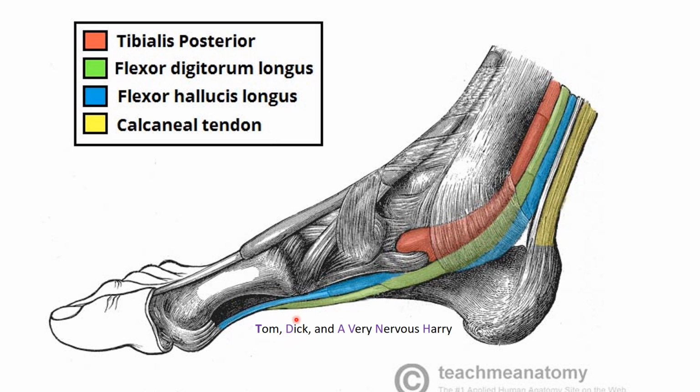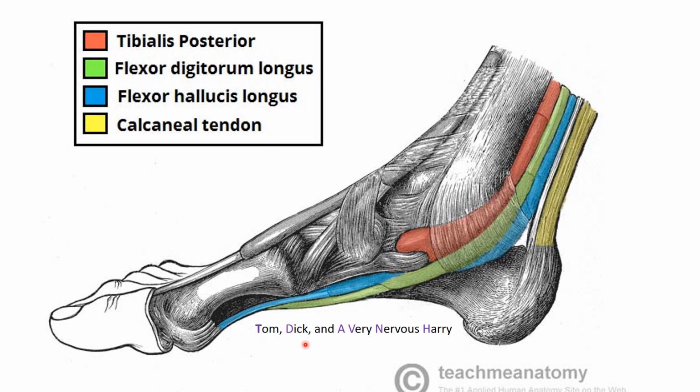Okay, D for digitorum. A very nervous refers to a neurovascular bundle that comes in between the flexor digitorum longus and the flexor hallucis longus. You're going to have the posterior tibial artery and tibial nerve running down in this region. So artery, vein, nerve. The artery is anterior, the nerve is posterior, and then lastly, you have the flexor hallucis longus coming down, going all the way to the big toe.